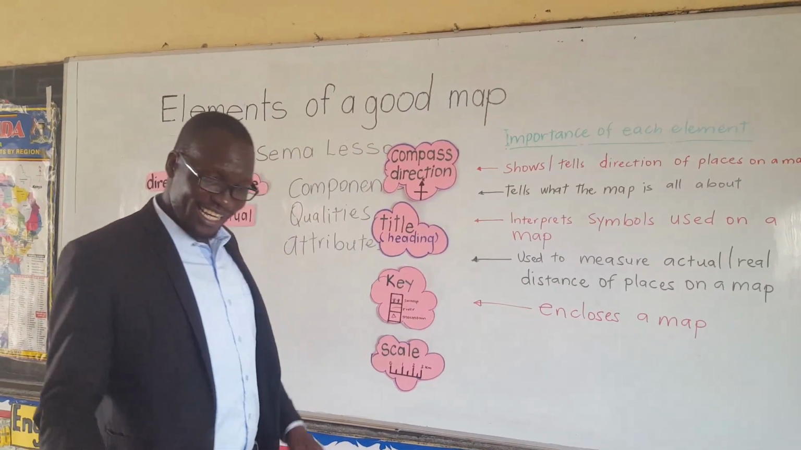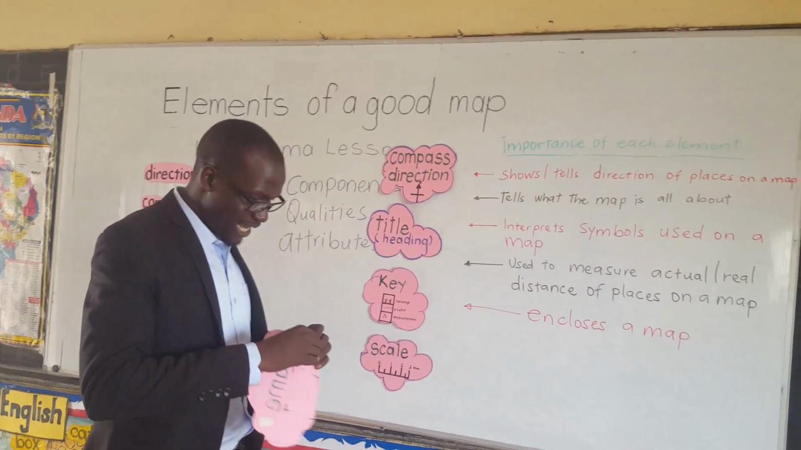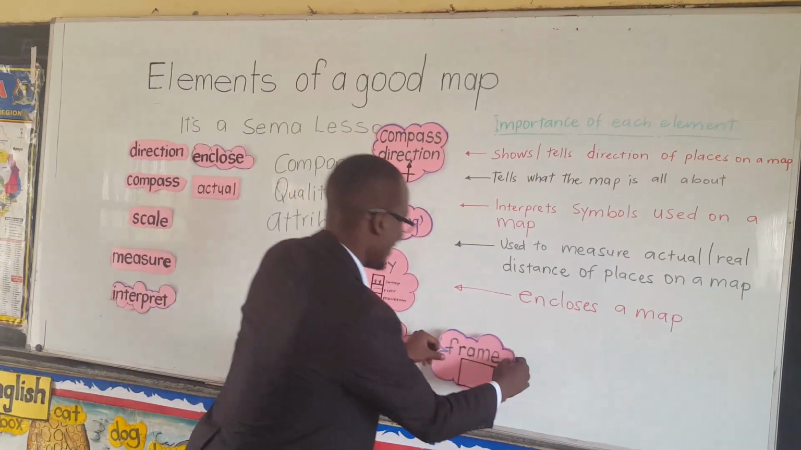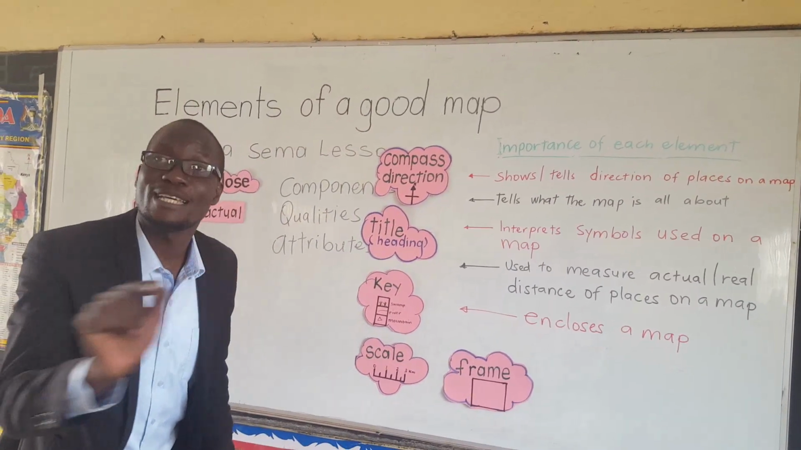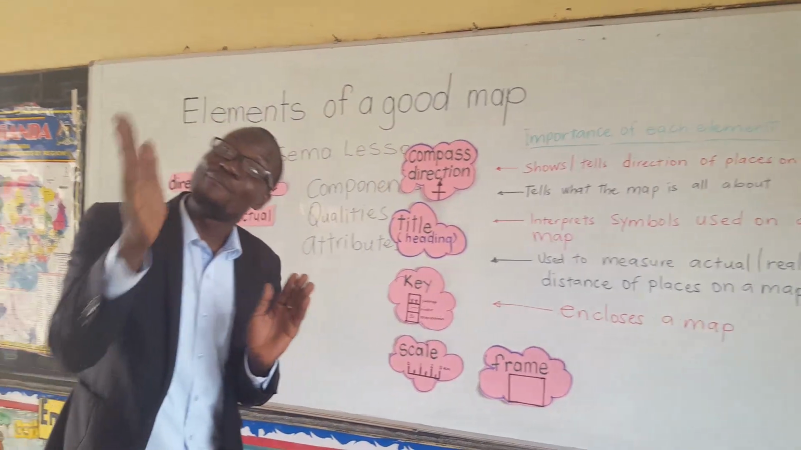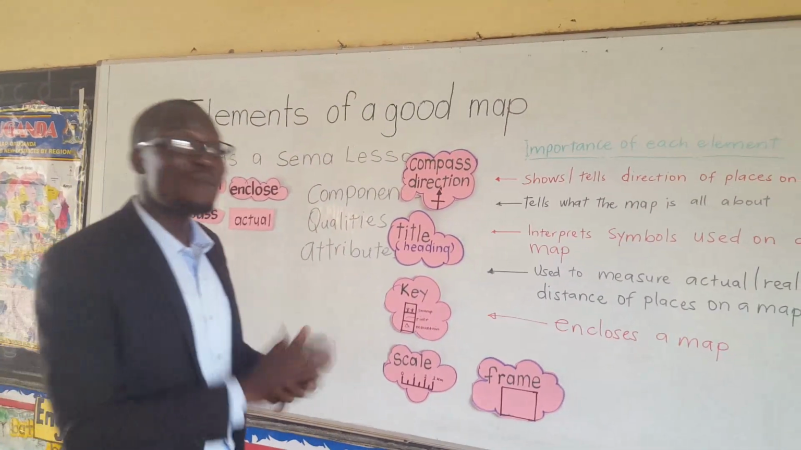Then there is an element that encloses a map. This element encloses the map, and that one is the frame. It puts the frame inside. It shows you where the map ends. Those are the elements of a map.